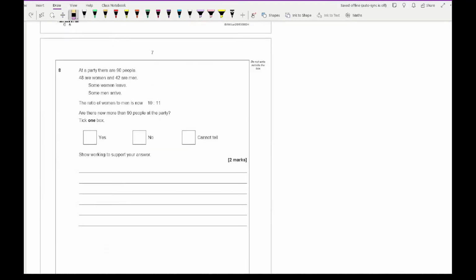So looking at question 8, it says at a party there are 90 people, 48 are women, 42 are men, some women leave and some men arrive. The ratio of women to men is now 10 to 11. Are there now more than 90 people at the party? Tick one box. Now in terms of how we do this, the important bits of information are that there are originally 48 women and 42 men. Some women leave and some men arrive. So we need fewer than 48 women, and we need more than 42 men.